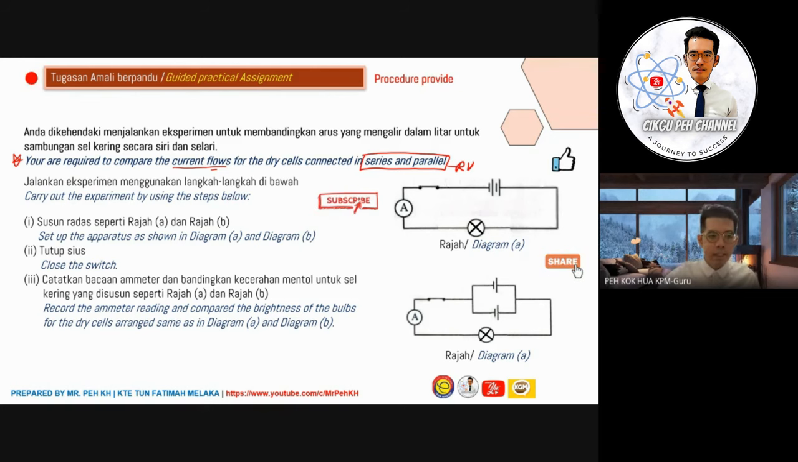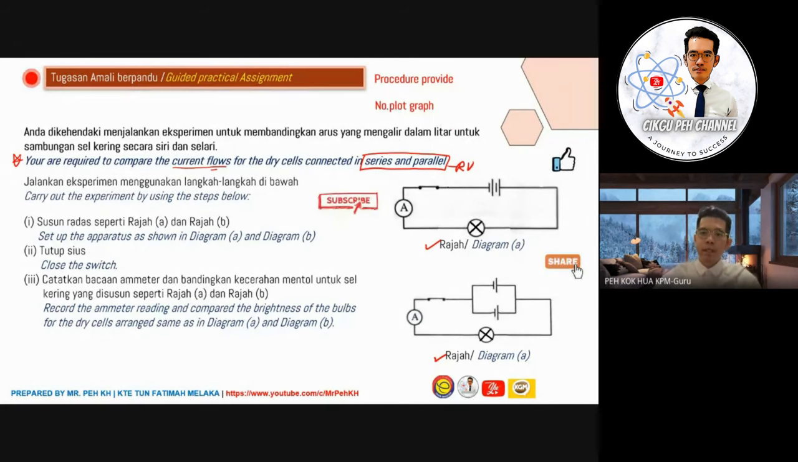First step, set up the apparatus as shown in diagram A and B. Close the switch, record the ammeter readings and compare the brightness of the bulbs for the dry cells arranged as in diagrams A and B here. The question will tell you which diagram refers to parallel or series. You need to identify this yourself.